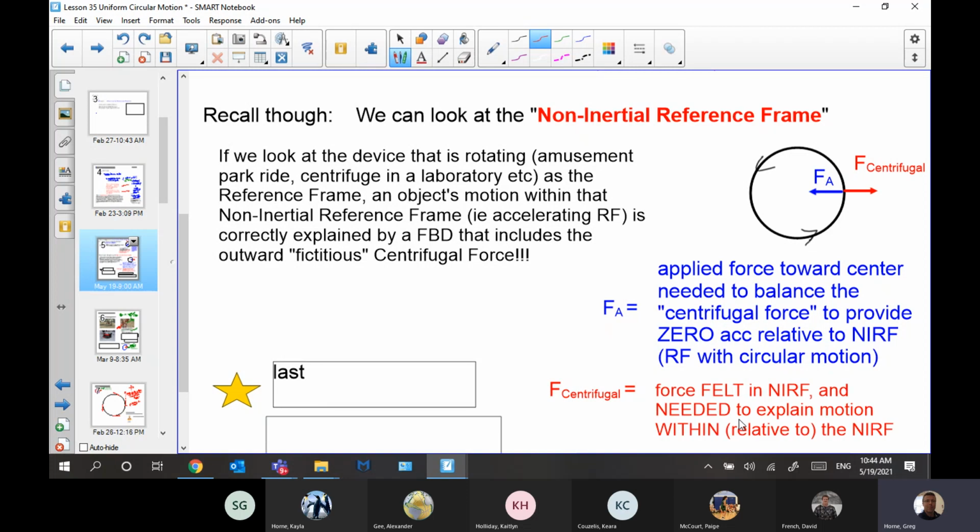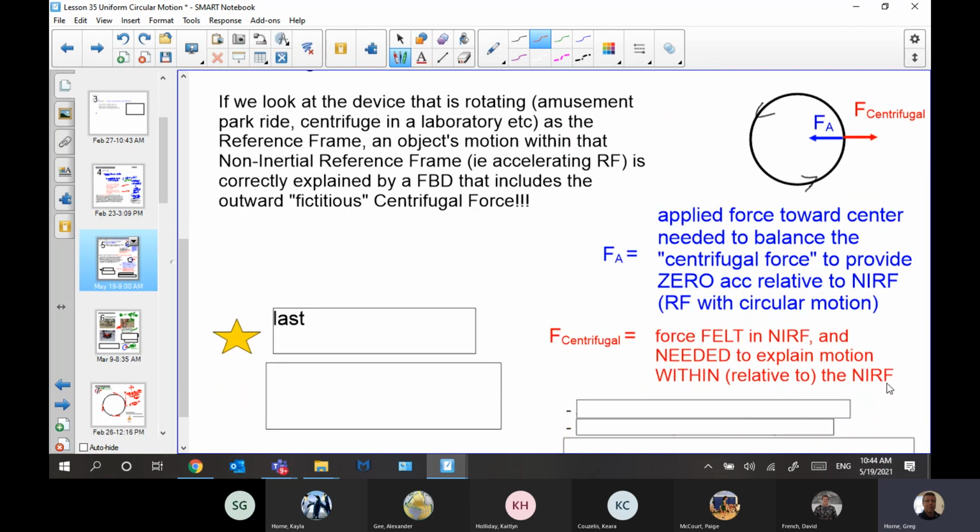So we're saying we have this force outward that we're feeling in that non-inertial reference frame. You do feel it, right? And it's needed to explain the motion within that, or in other words, relative to that non-inertial reference frame, or NIRF.